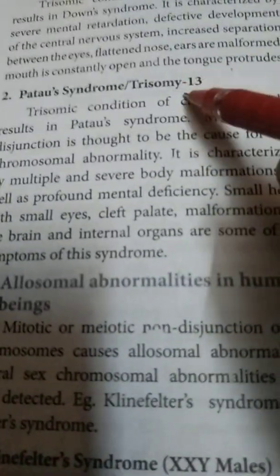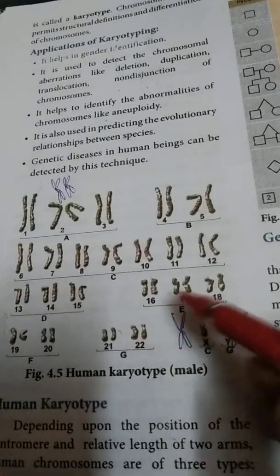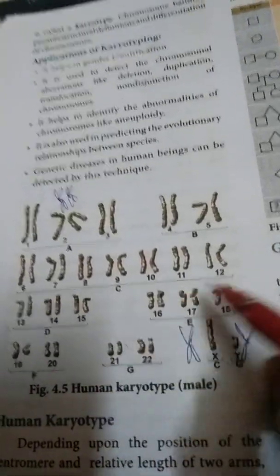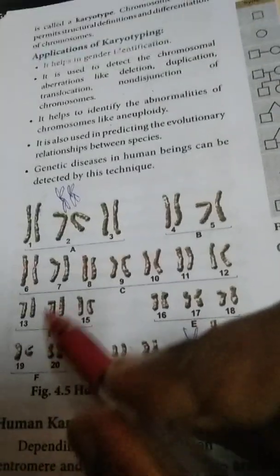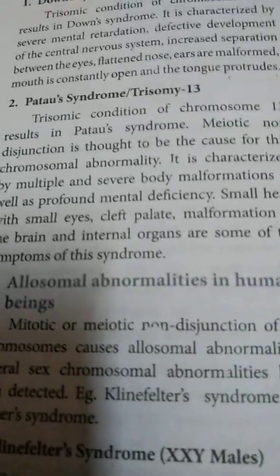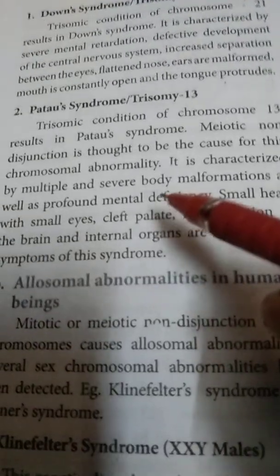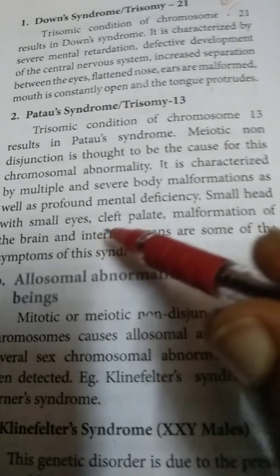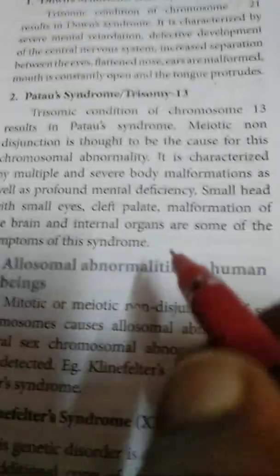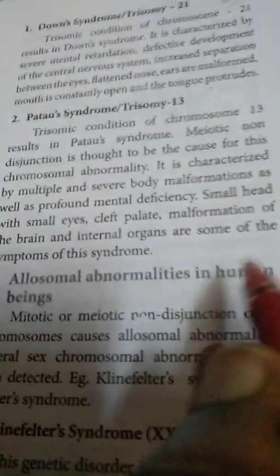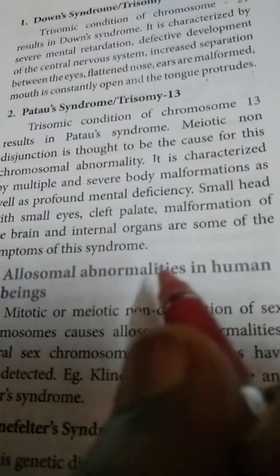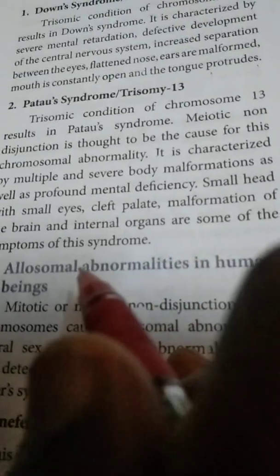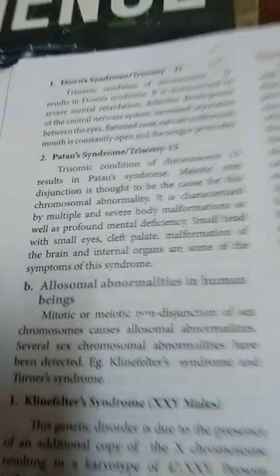Next one is Patau syndrome, that is trisomy of the 13th chromosome. Where are the three chromosomes in the 13th? Here. One chromosome excessively present, that is what we call Patau syndrome. They have severe body malformations: small eyes and a cleft palate, malformation of the brain and internal organs, and likewise it creates the syndrome.